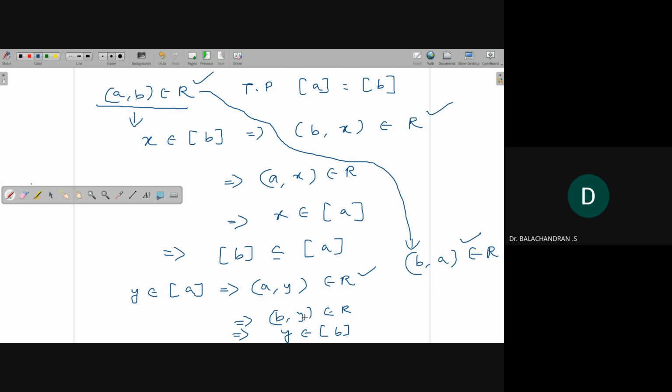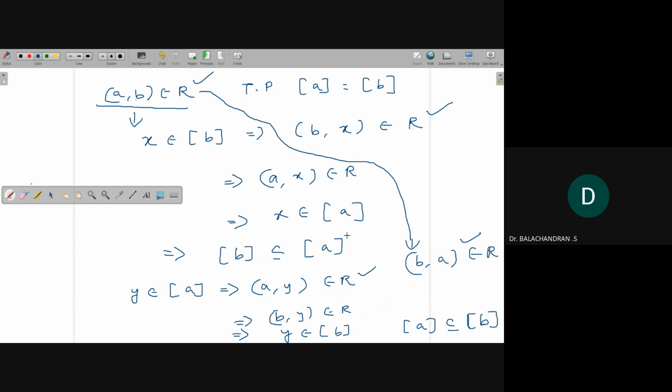Once you got (B, y) in R, you can write y belongs to equivalence class of B. Hence, equivalence class of A is a subset, because I took y in equivalence class of A and I proved the same element is in the equivalence class of B. That's why equivalence class of A is a subset of equivalence class of B.